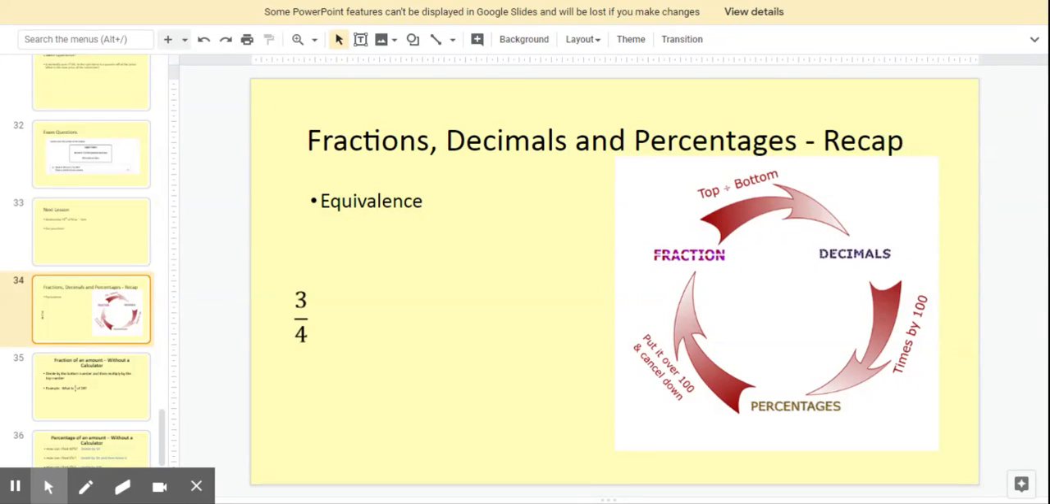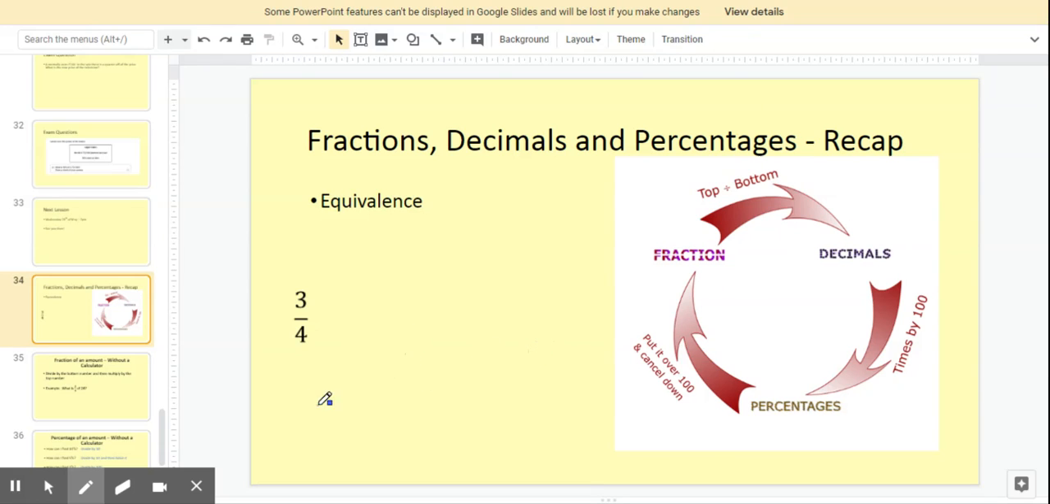Hi all, so just to recap what we did yesterday in class, we talked about fractions and decimals and percentages. The first thing we talked about was equivalence. What equivalence meant was for every fraction, decimal, or percentage, we could represent it in three different ways. So if we had a fraction, we could also represent that as a decimal and a percentage. And if we had a percentage, fraction and decimal, and so on. And we looked at this cycle of how we could change between each one.